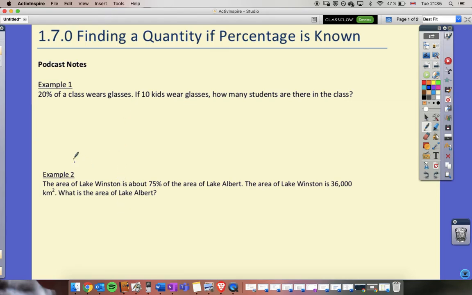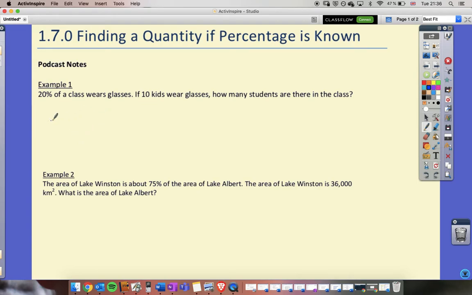examples. So the first question, we know that 20% of a class wears glasses, and we know that there are 10 kids who are wearing glasses. Now, some of you might be able to work this out quite quickly just by using the ideas of proportion. There are many ways that you could answer this question. I'm going to focus on two methods.